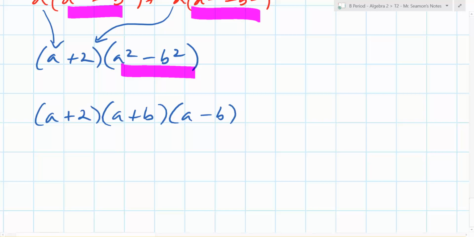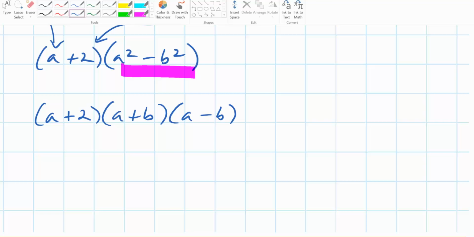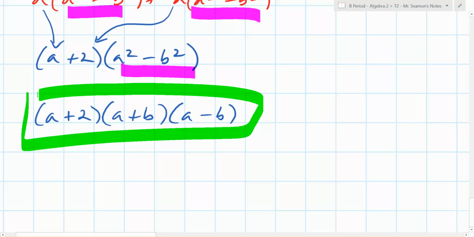Now, is this done? Yeah. Absolutely. Wait, what? Can you go up a little bit? You could go up on your notebook, but yeah, go ahead.